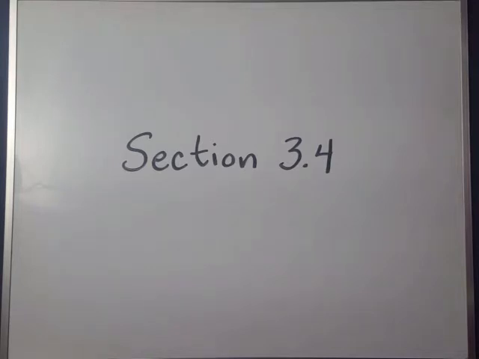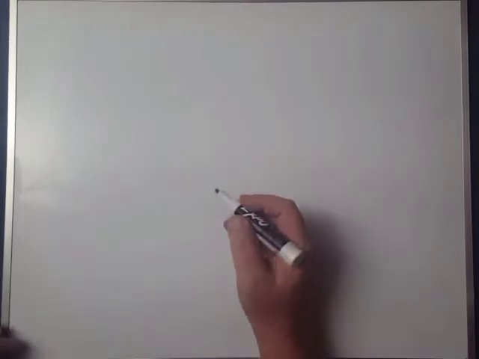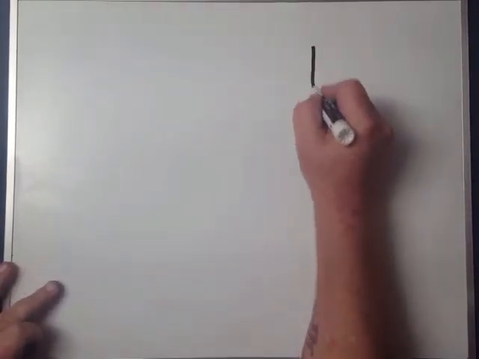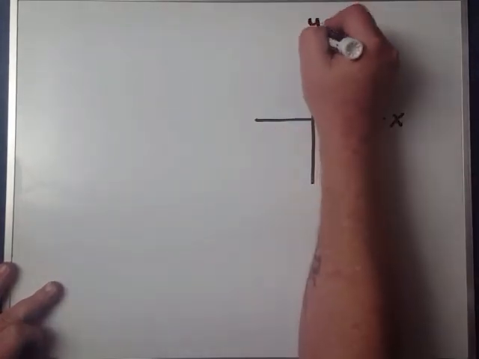Section 3.4, slope-intercept form of a line. I'm going to start this section with a discussion similar to what your book has at the beginning. Let's take a look at some generic line in the coordinate plane.